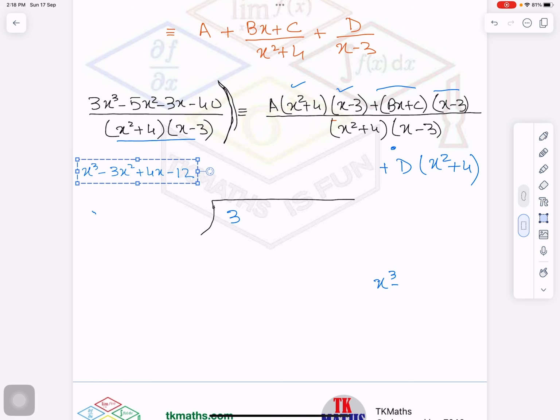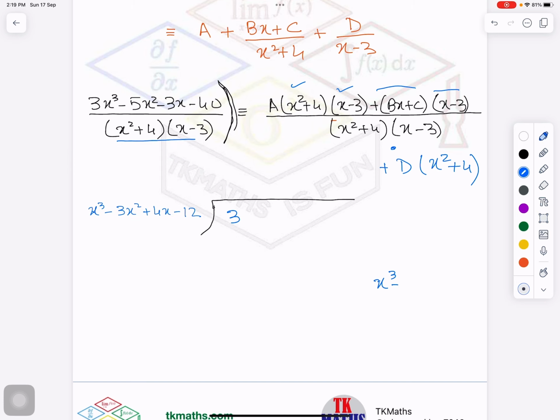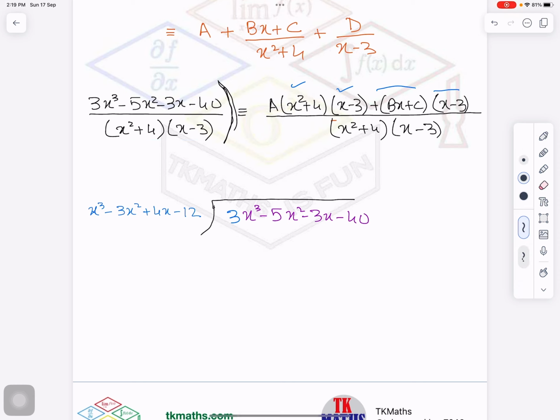Let me decrease the size of it. Okay, perfectly fitting here. And now my dividend is 3x cube minus 5x square minus 3x minus 40. Okay, let me erase this part.